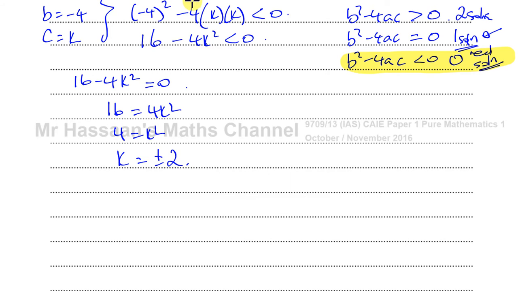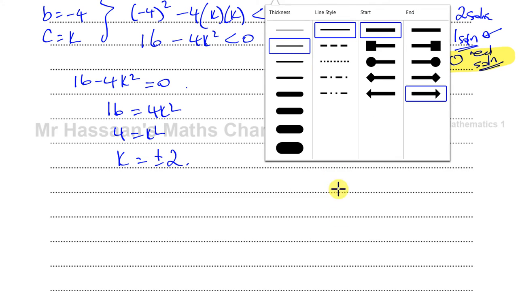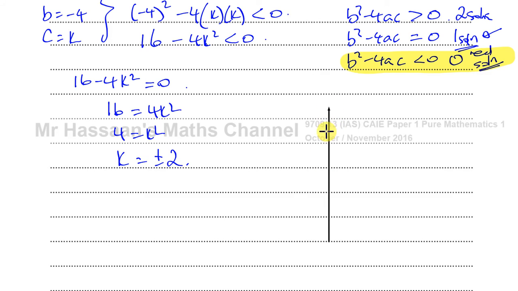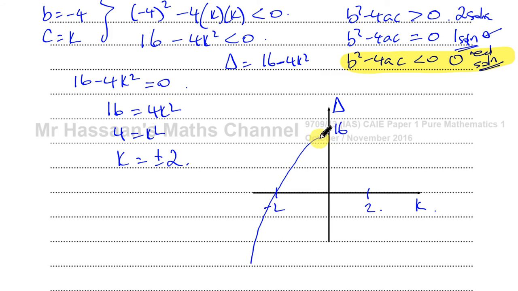So I'm going to draw a little graph to illustrate and make things very clear, hopefully. This is not a graph of the function. This is a graph of the discriminant. So I've got the discriminant, which is b squared minus 4ac, against k values. Now I know that the discriminant is 0 when k is negative 2 and positive 2. And I know that this is the equation for the discriminant, 16 minus 4k squared. So if you were to sketch this, it would look something like this.